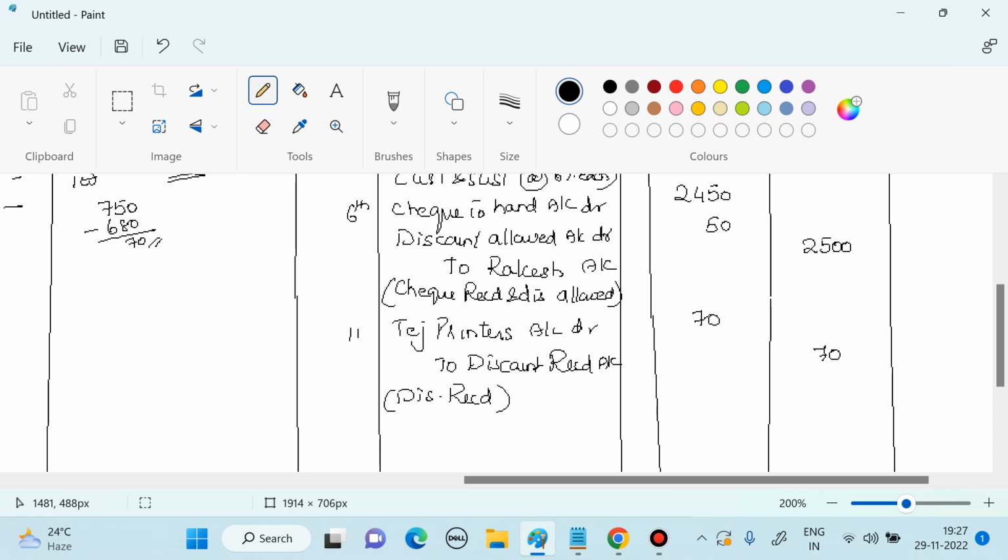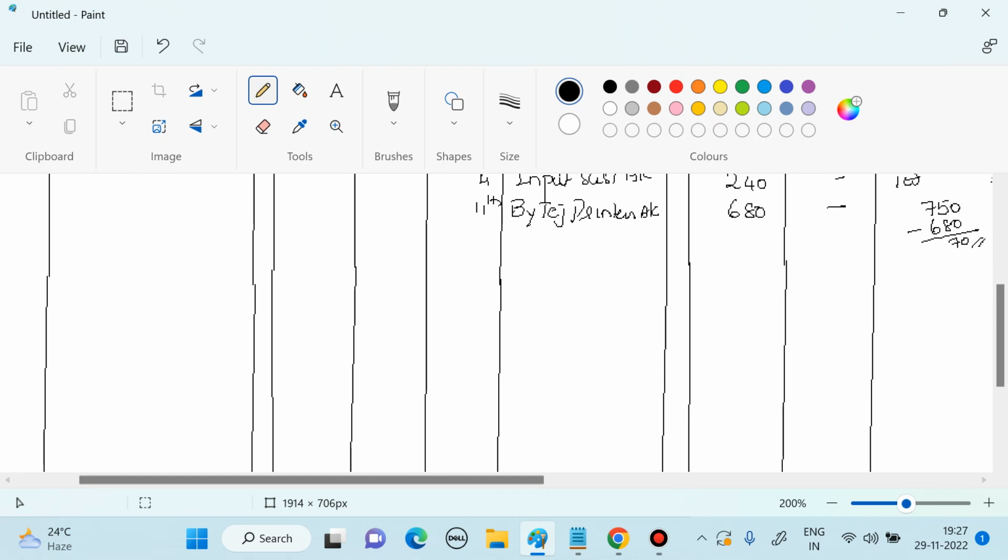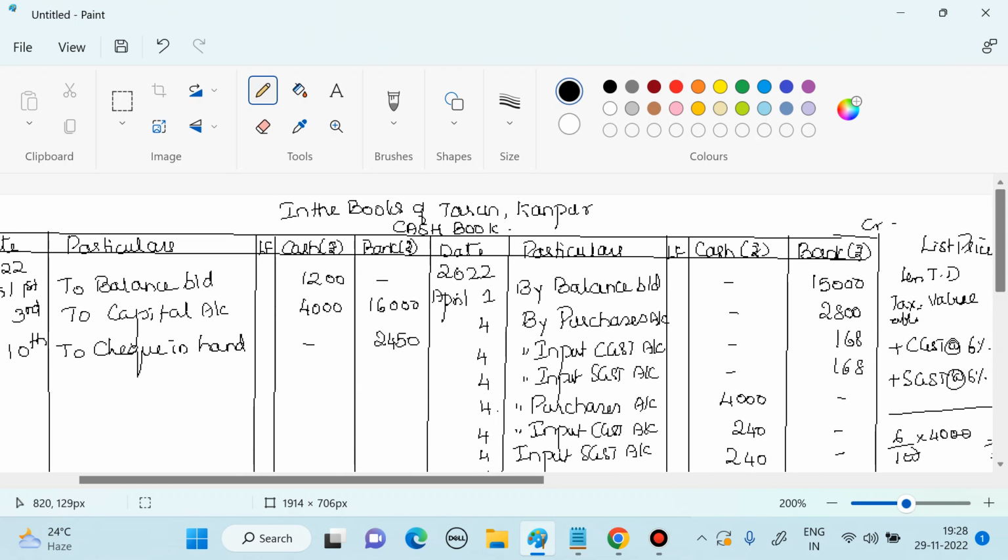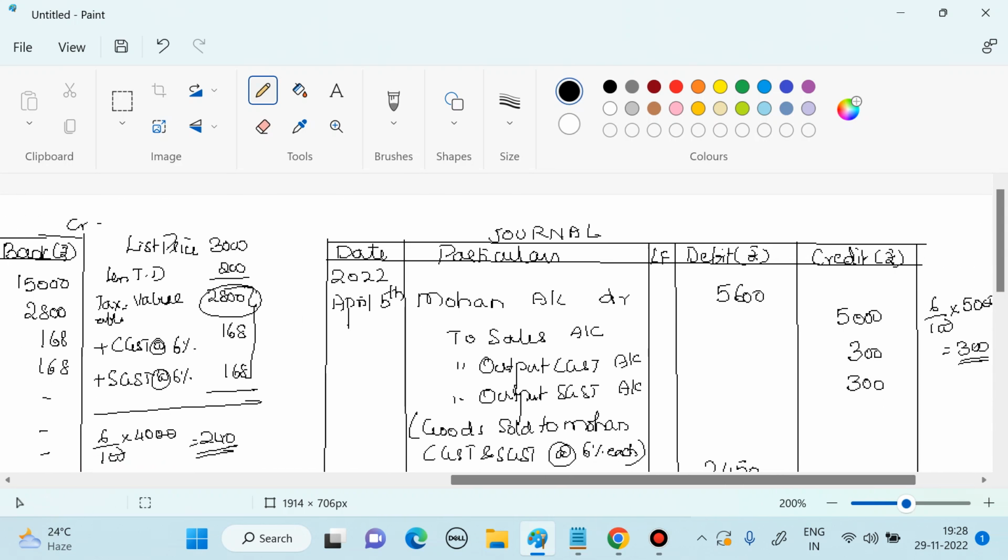Now moving on to the next transaction on April 12th. So look at that particular transaction. Cash received from Mohan 5,315 full settlement of his account. So there must be amount due to Mohan. So look at the previous transaction that we have recorded. If you see in the journal, yes, we have found out. This is the amount which was due from Mohan.